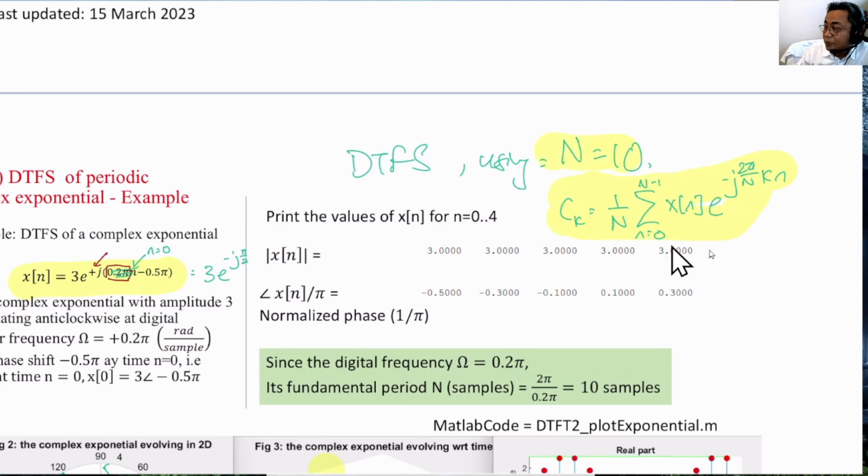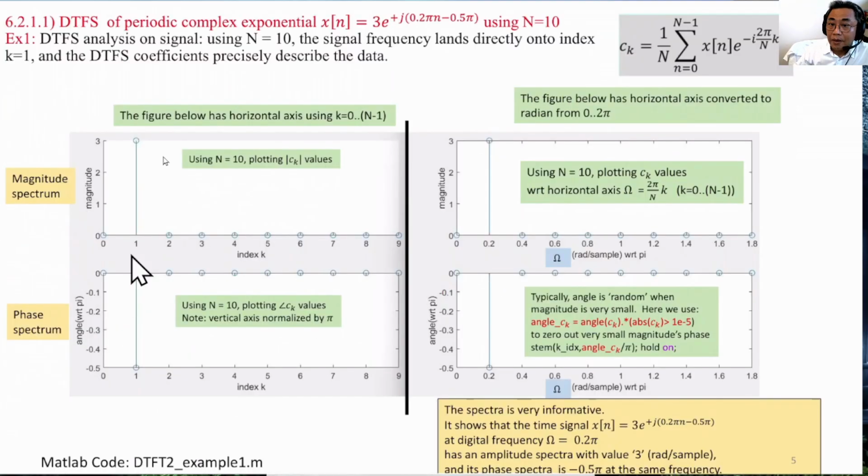Now if you do that, you'll get the correct answer, but for complex exponential, there's a much easier way. Okay, so let's figure it out. What I'm going to show you is that we compute this using N equals 10, generate the CKs, and out comes the result of the magnitude and the phase spectrum. So this is the magnitude spectrum here, and this is the phase spectrum here.